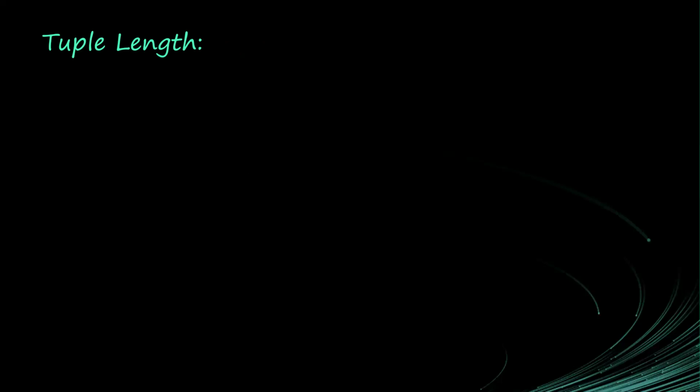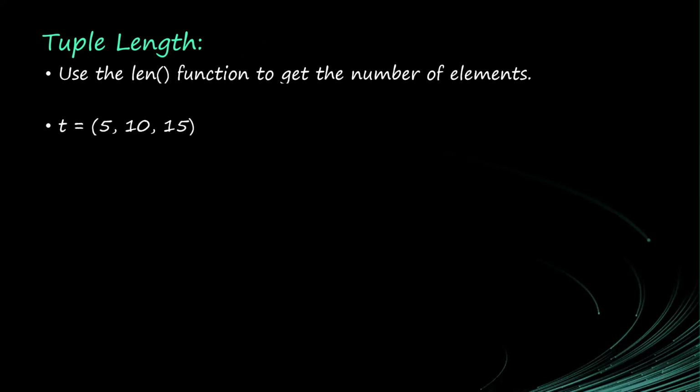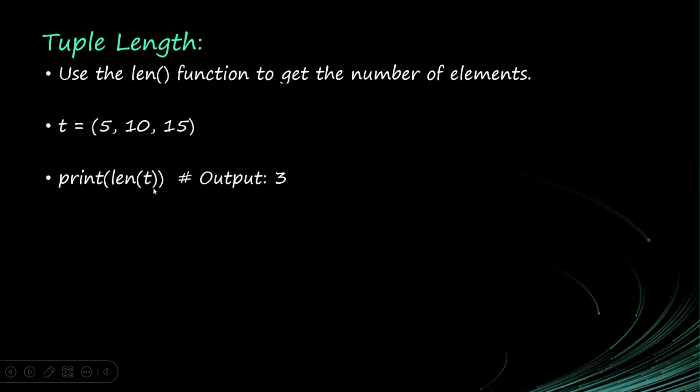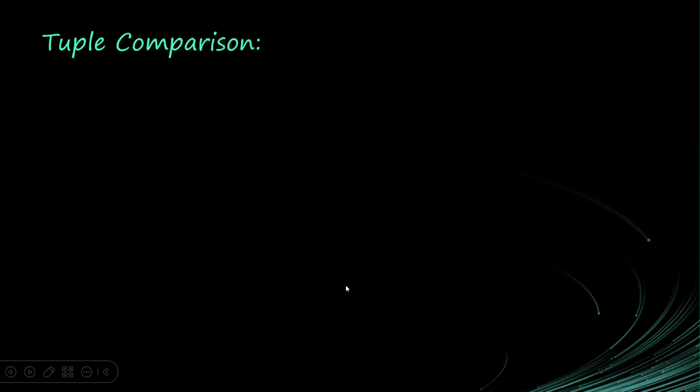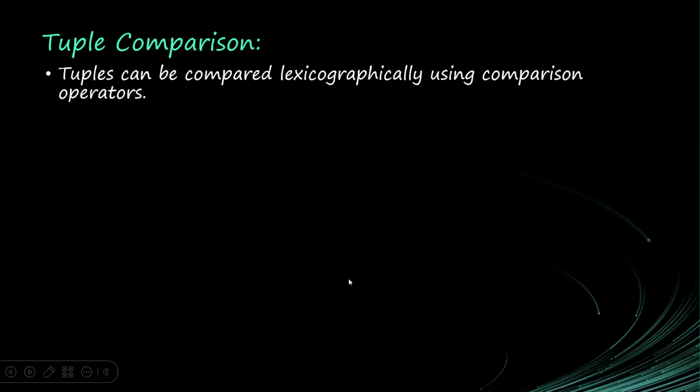If you want to get the length of a tuple, you can use the len function. The len function is used to get the length of anything that is a sequence. So the length of this tuple will give us 3. You put the tuple inside the parentheses as the argument. Now, you can also compare tuples.